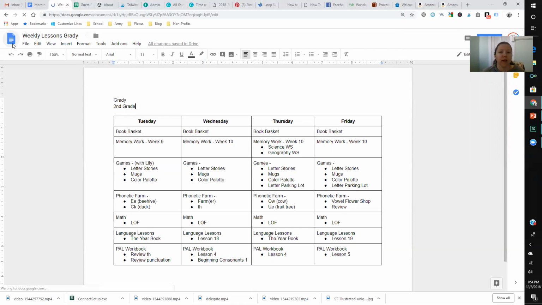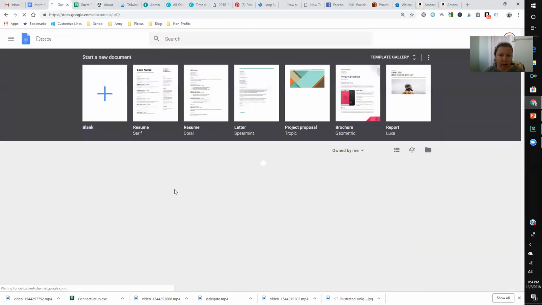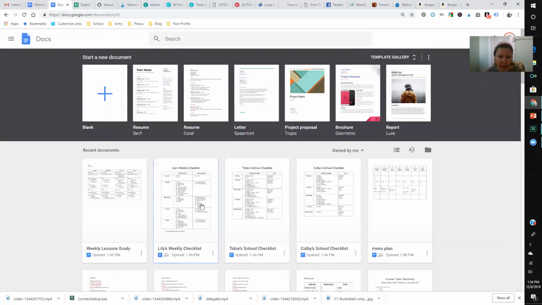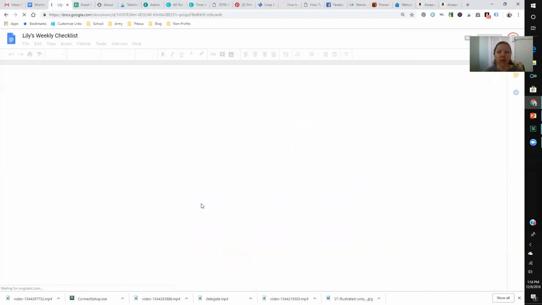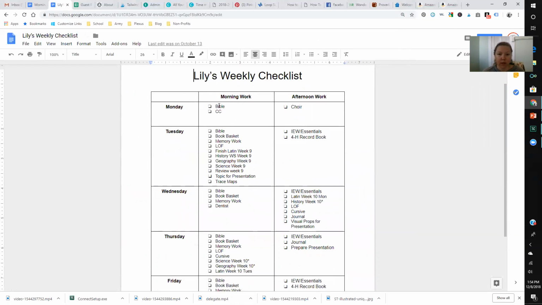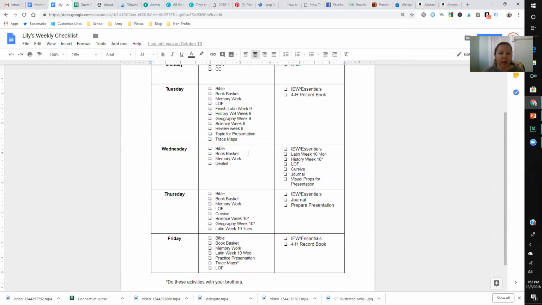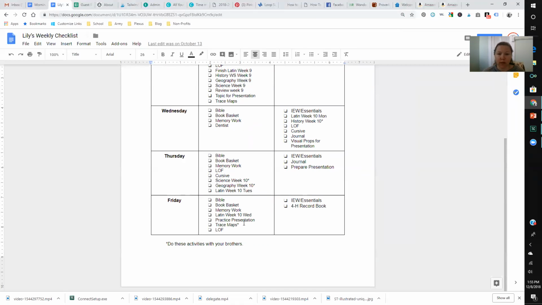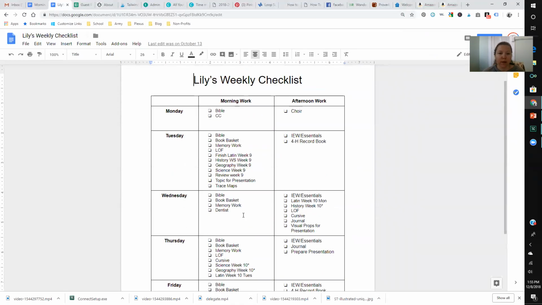So let me show you what the 5th grader's looks like. I'm going to go here, and we're going to load the 5th grader. Hers looks a little different because the morning work is what she does basically with me in the morning. Monday is CC, our community day, so she does her Bible and then we go to CC. In the afternoon, she has choir. Tuesdays through Fridays are school days.